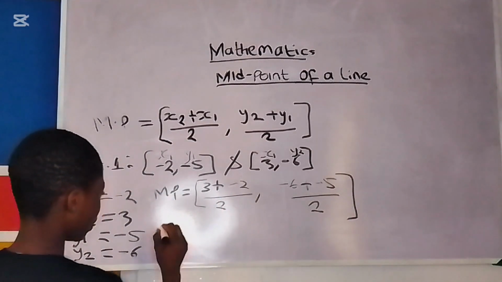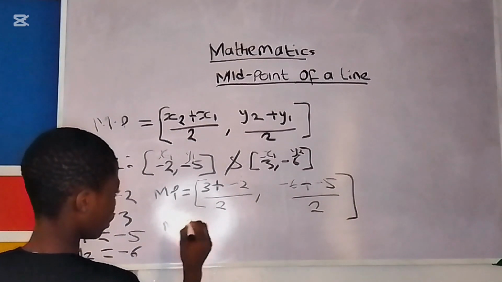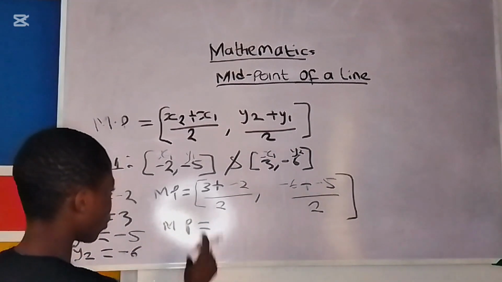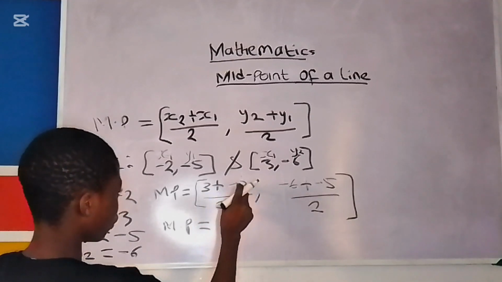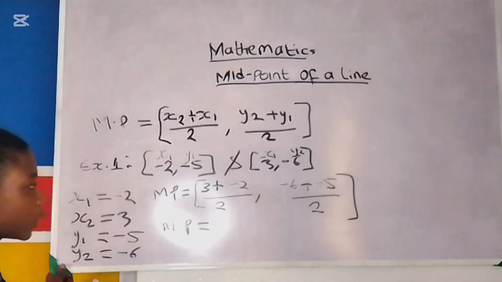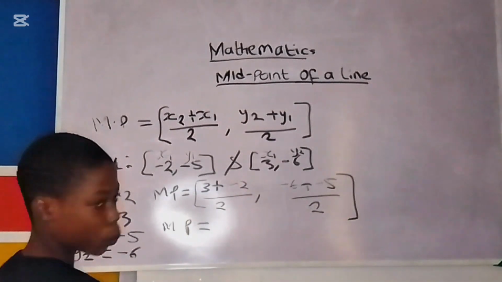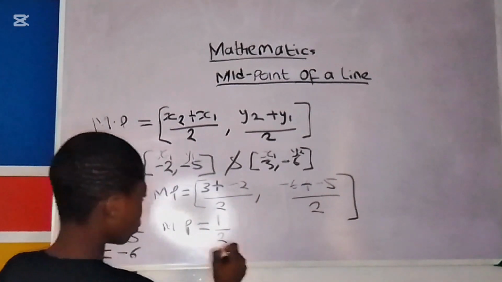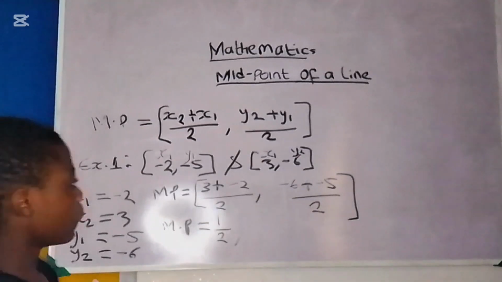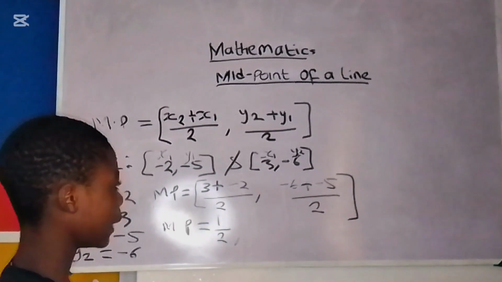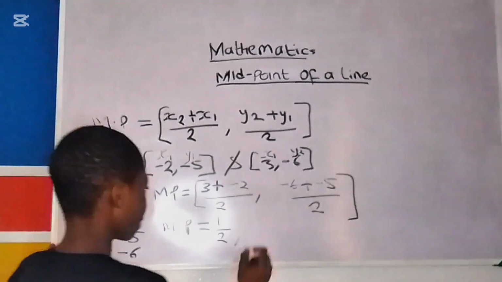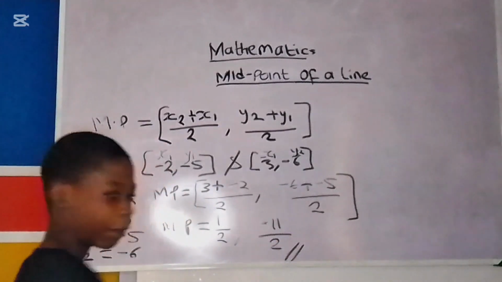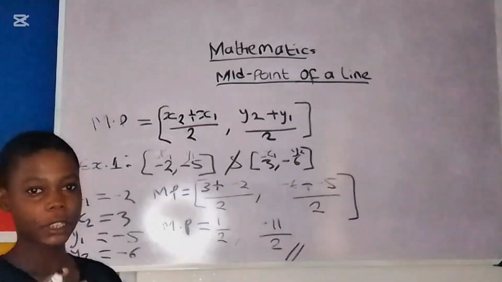Now this is equal to m, which is our midpoint, is equal to 3 plus -2, plus minus is minus. So 3 minus 2 is 1 over 2. Then -6 plus -5 is -11 over 2. So let's solve the second example.